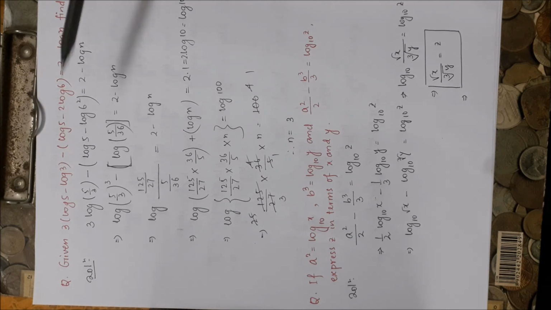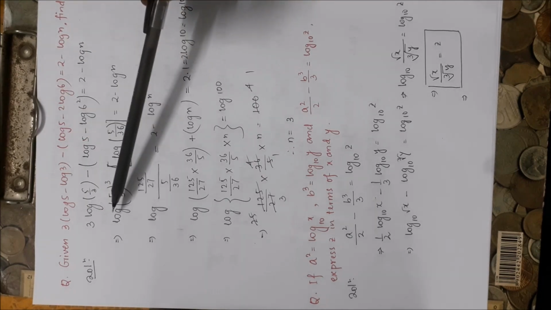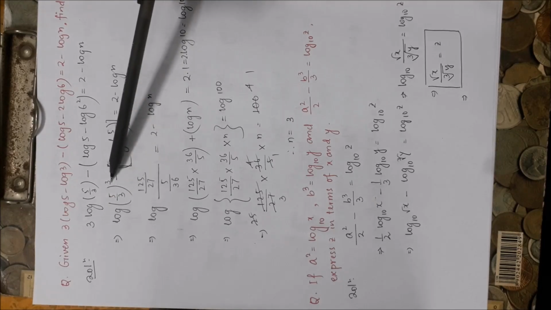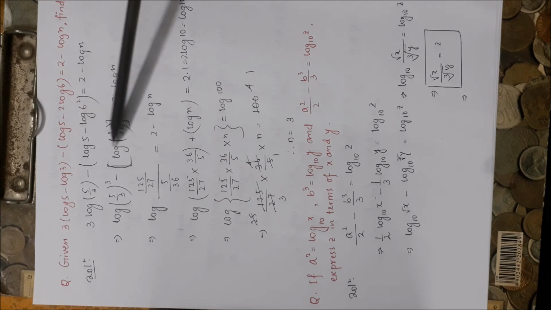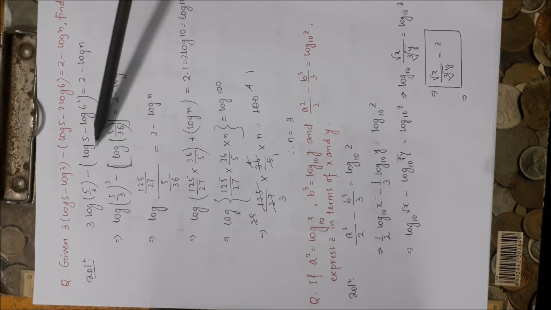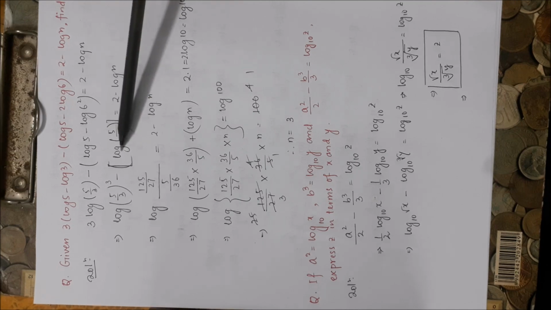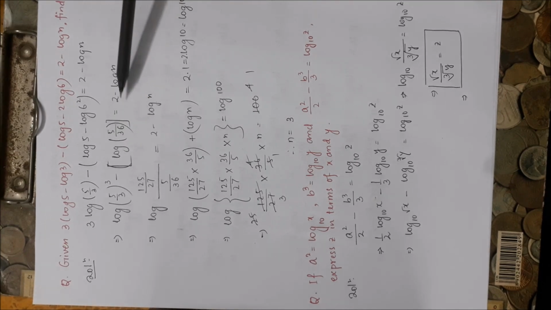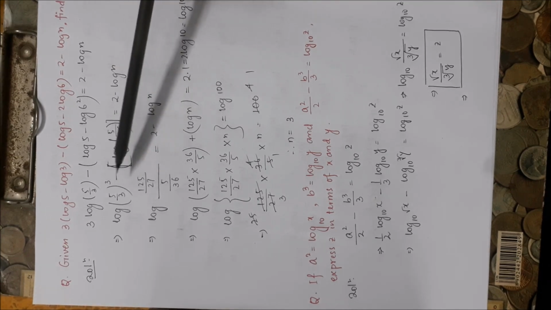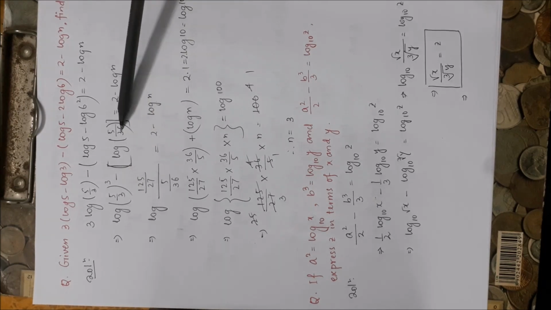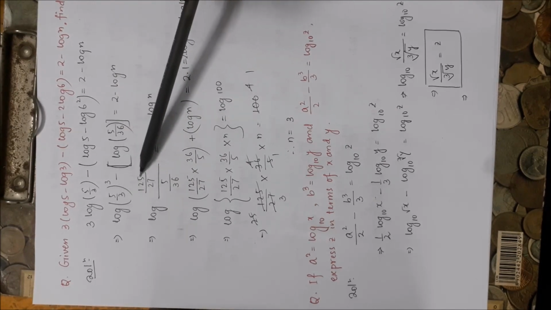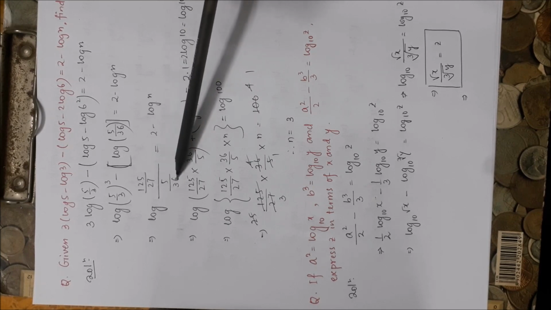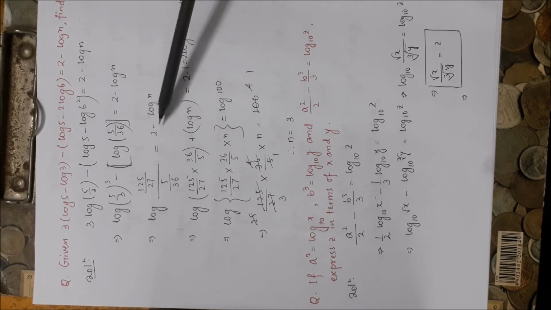Now again, if you are using the power rule, you will get log 5 by 3 to the power 3 minus log m minus log n equals log of m by n. So log 5 minus log 36 equals log 5 by 36 equals 2 minus log n. Now log m minus log n, that means we are using the quotient rule. So you will get log 5 by 3 cube, means 125 by 27, by 5 by 36 equals 2 minus log n.